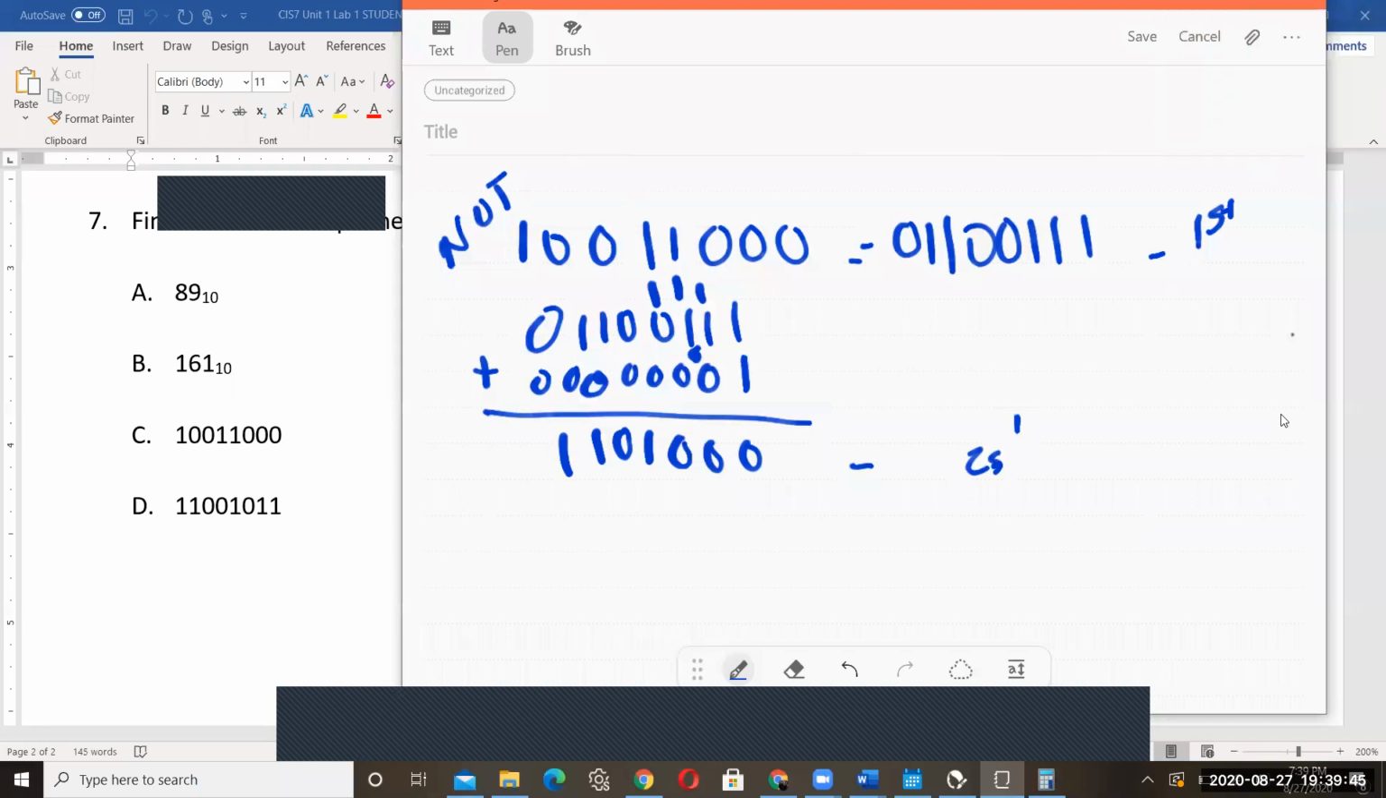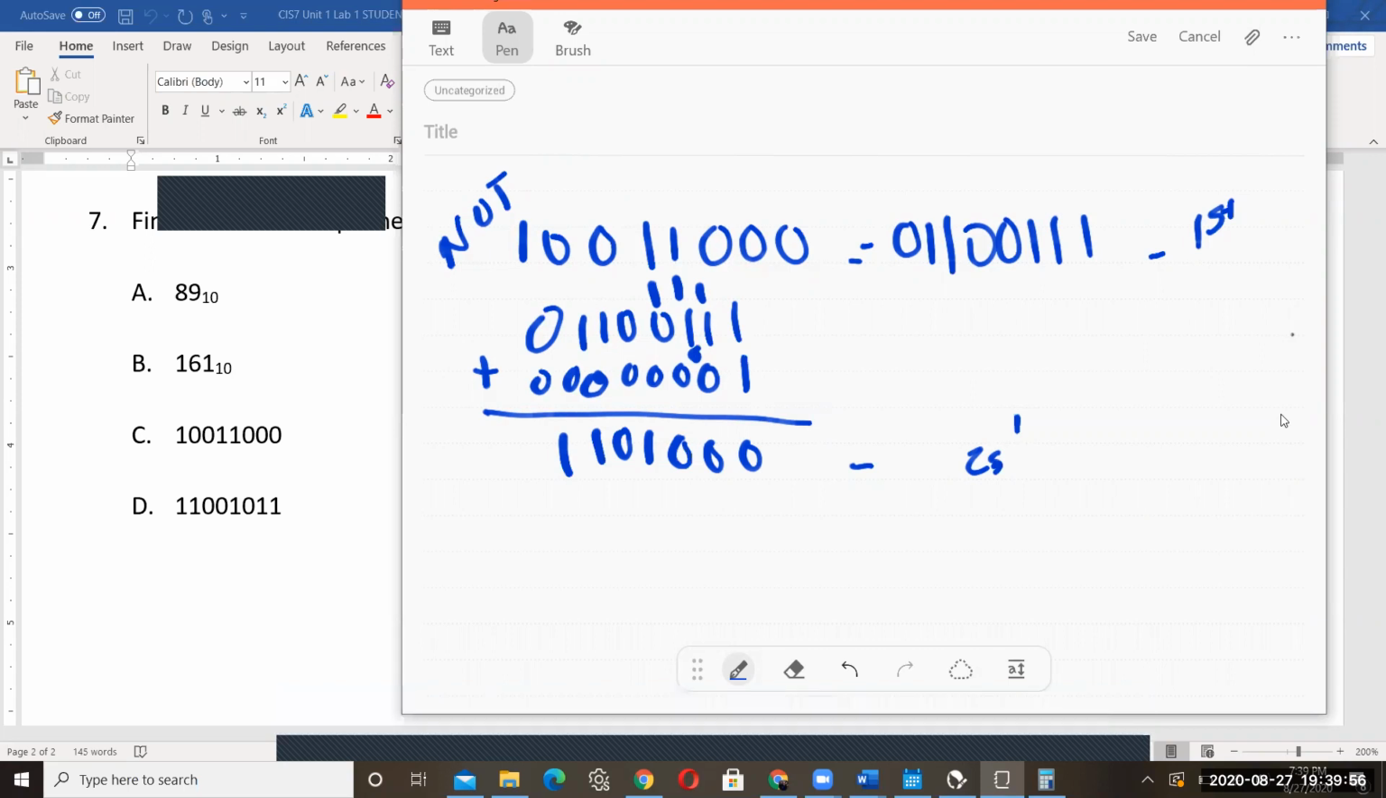I had a question, Professor. On the binary number, I kind of assumed that the leading one made the number negative. Is there some gray area there? It just depends on how many bits you're using, I guess. Yes, that is correct.